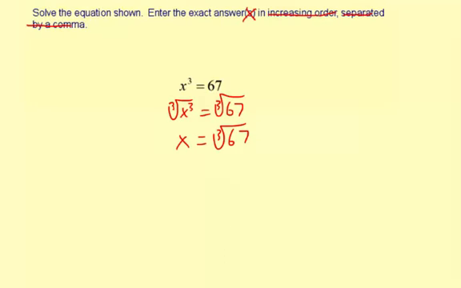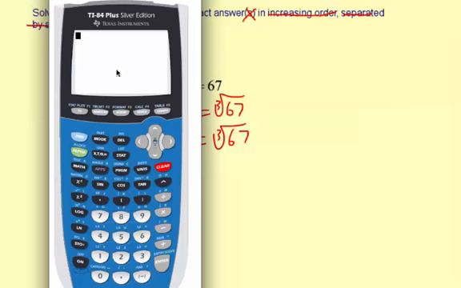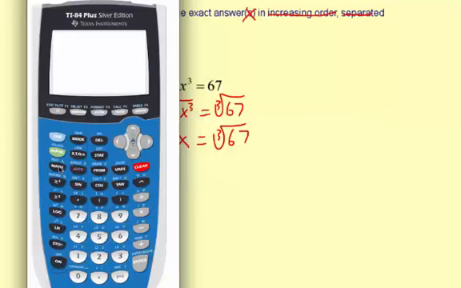So let's look at that decimal on the calculator just to get a better idea of what we're dealing with here. So the cube root of 67 is 4.0615, and so on and so forth. So it's between 4 and 4.1, just about 4. And that should make sense because 4 times 4 times 4 makes 64. 67 is just slightly larger than that.